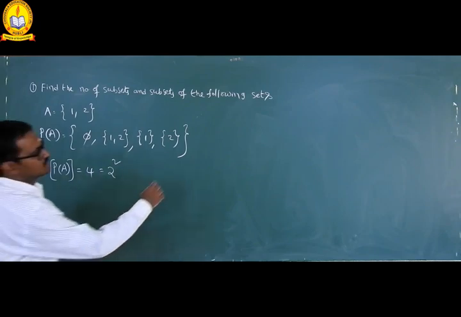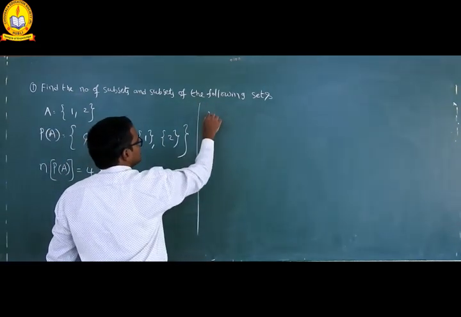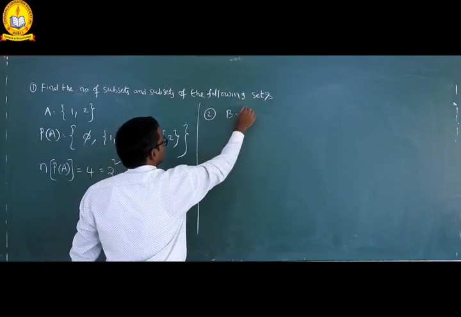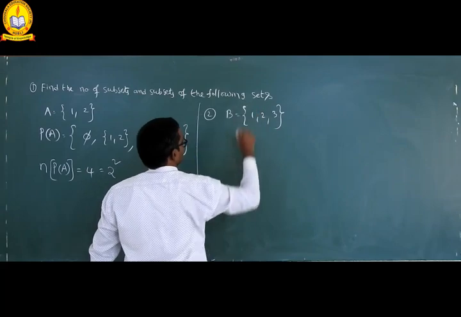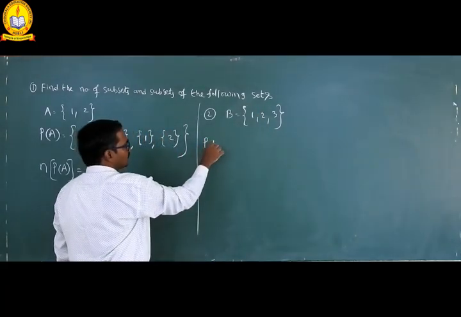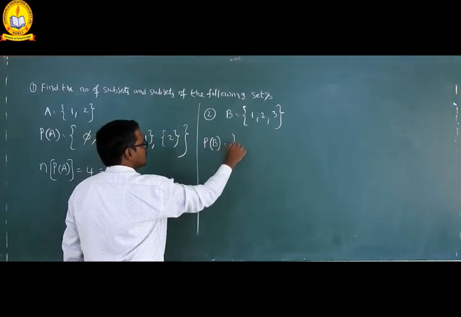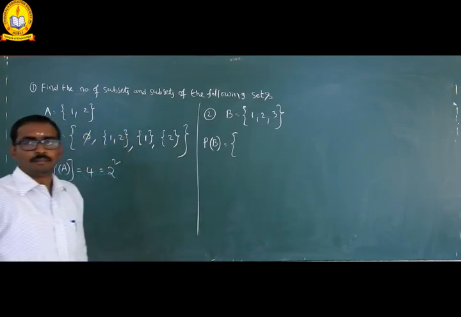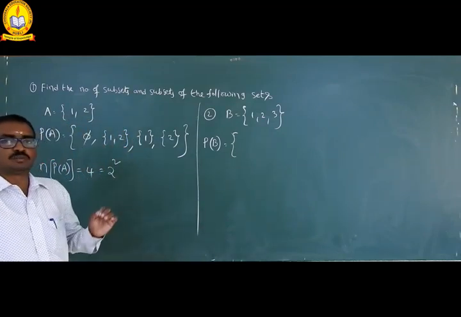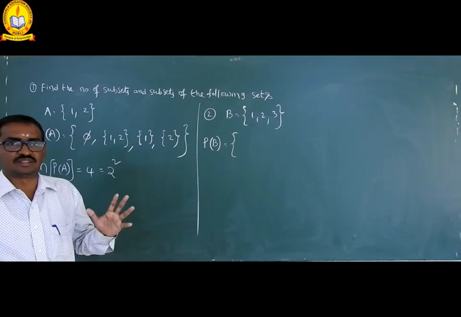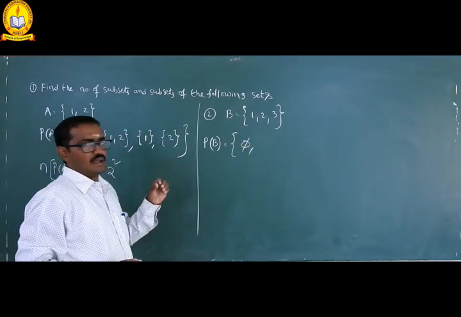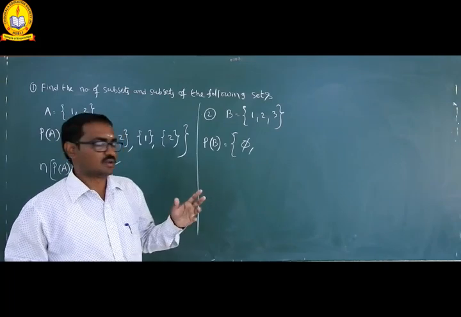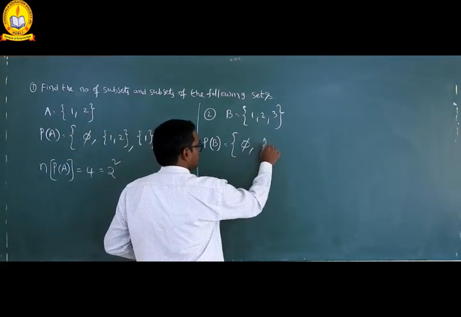Next I am explaining example number 2. Set B is equal to {1, 2, 3}. I have taken 3 elements here. Now I am writing all the subsets. Subsets are denoted by P(B). First property, the empty set is a subset of every set. That's why φ. Second property, every set is a subset of itself. So {1, 2, 3}.